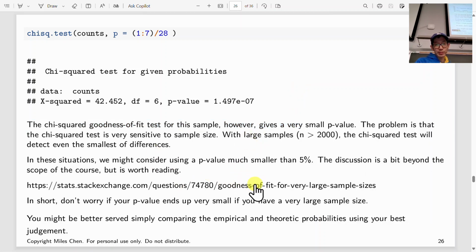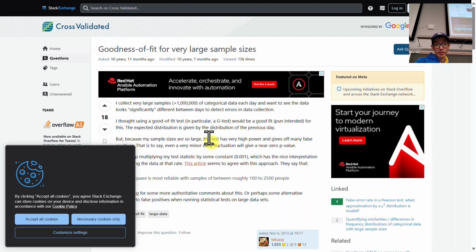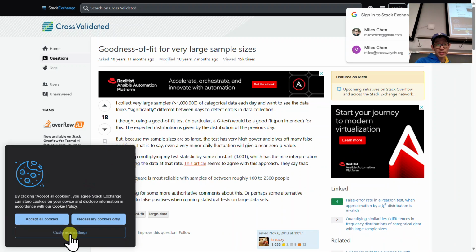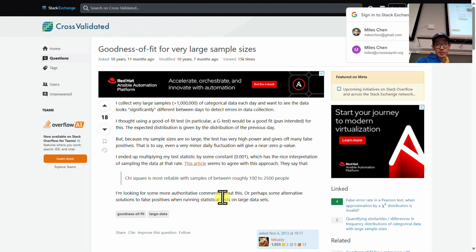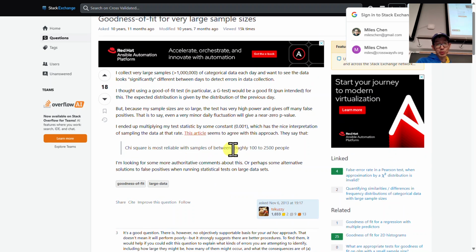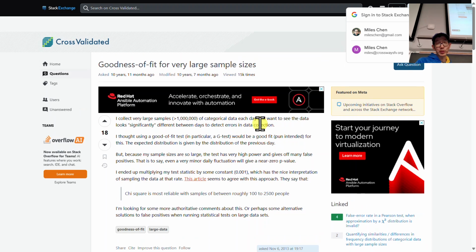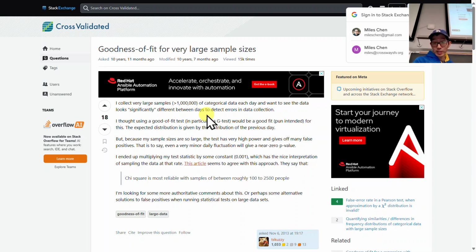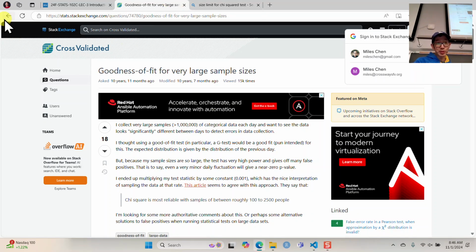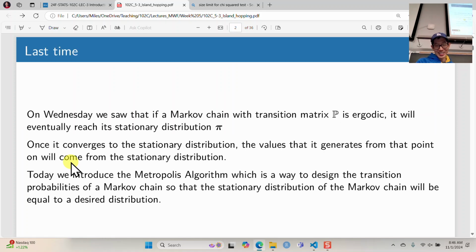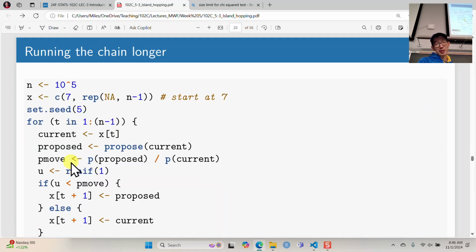Goodness of fit for very large sample sizes. What does it say? Most reliable with roughly between 100 to 2,500 people. I feel like these people are just making up numbers, but that sounds about right. Empirically or anecdotally, that sounds about right.